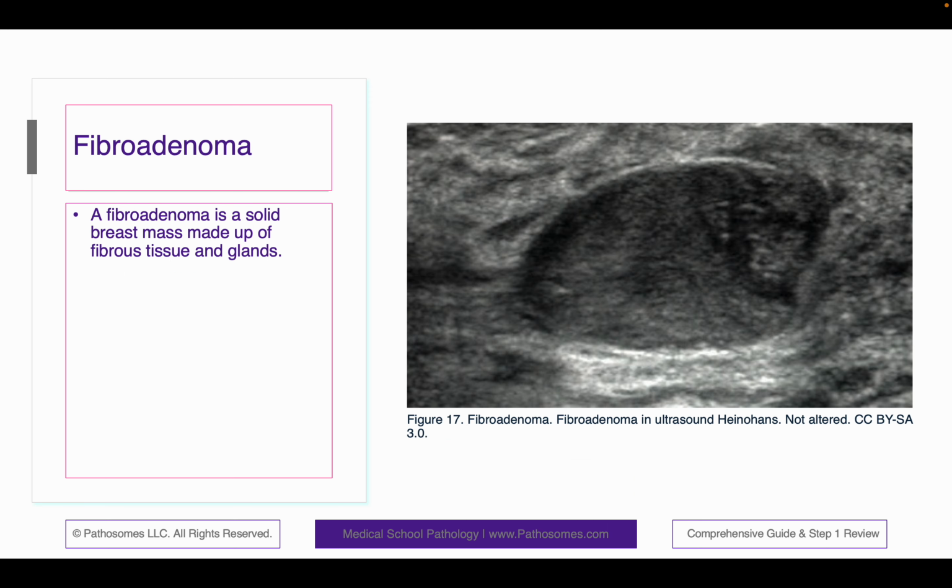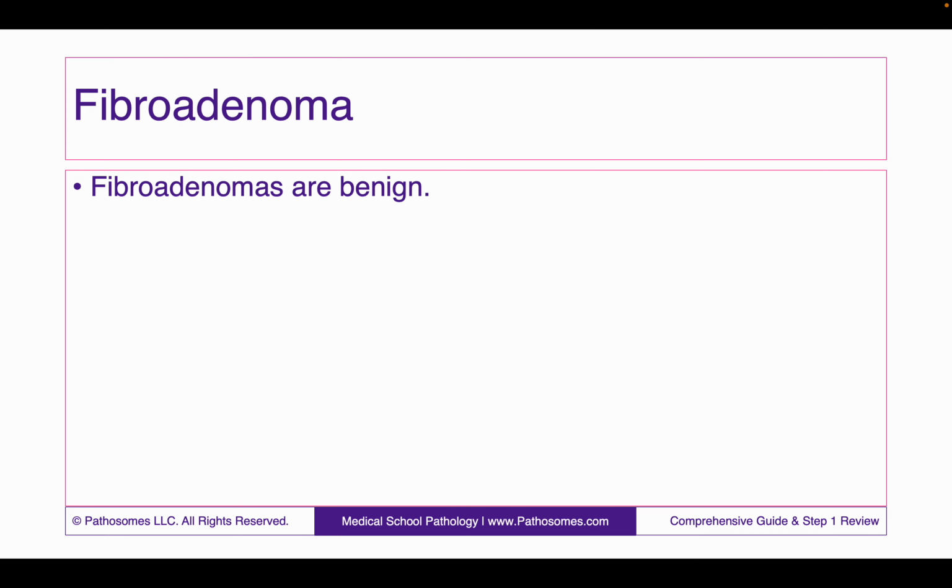Now, this is very important. Everybody should know what this is. It's a fibroadenoma. In the image here, we can see it on ultrasound. Now, fibroadenomas, this is going to show up again and again and again on vignettes and in real life. A fibroadenoma is a solid breast mass made up of fibrous tissue and glands. Fibroadenomas are benign, and they are the most common benign breast tumor. Fibroadenomas commonly affect young women.